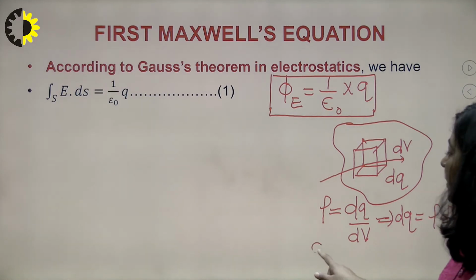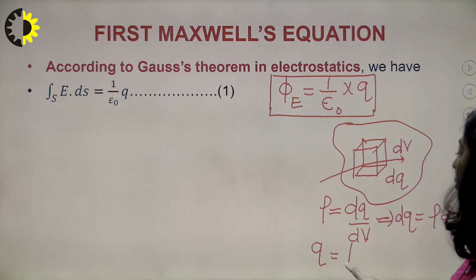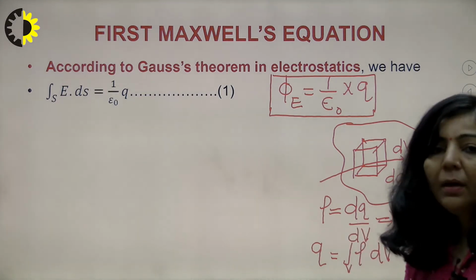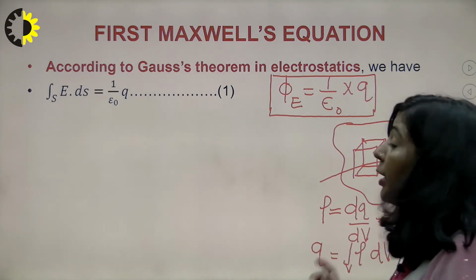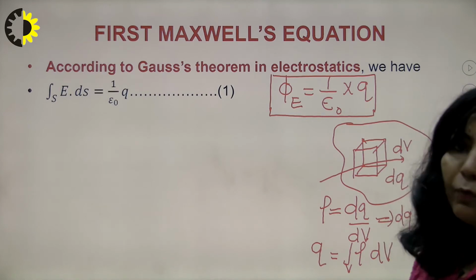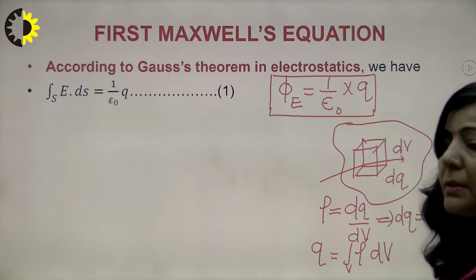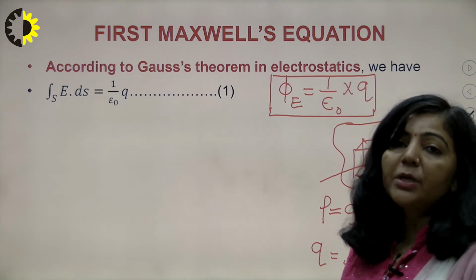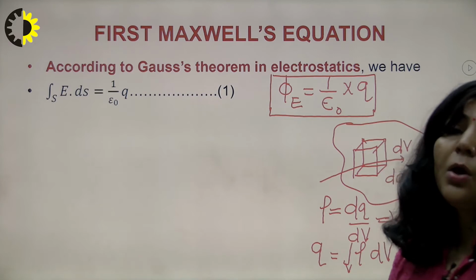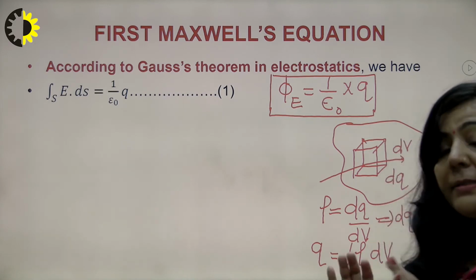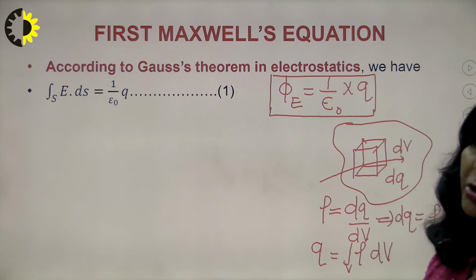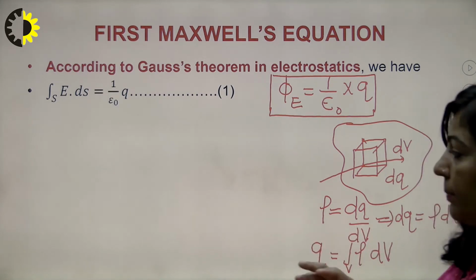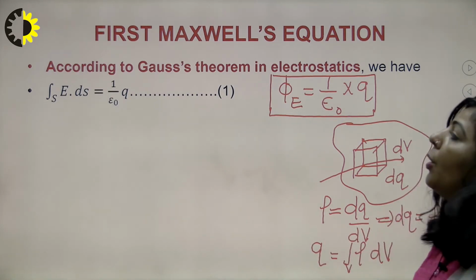If you want to write the total charge, what you have to do? You have to take the integral of this dQ. So that will be equal to volume integral of rho. It means whenever you want to represent the charge flowing through a volume element with volume charge density rho, you can write that charge as volume integral of rho. That is a representation for this charge enclosed in a particular surface. Q is equal to integral of rho dV.